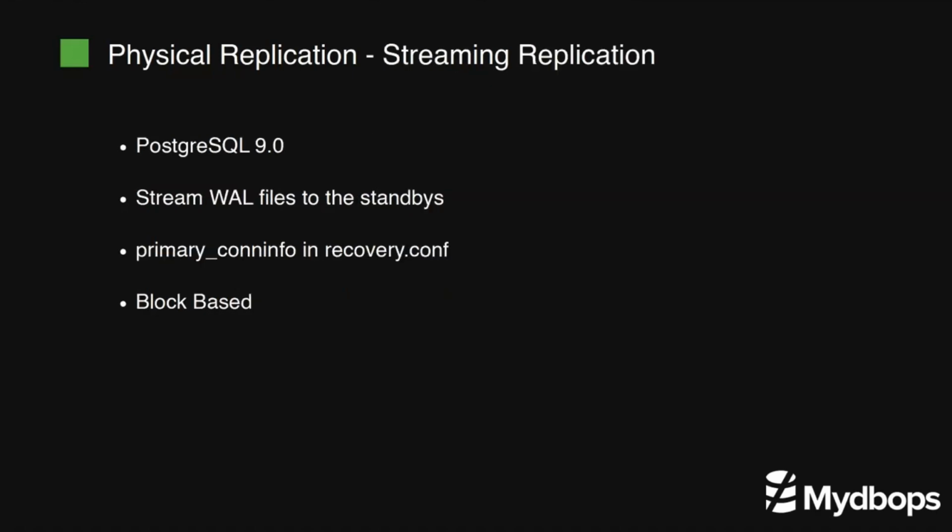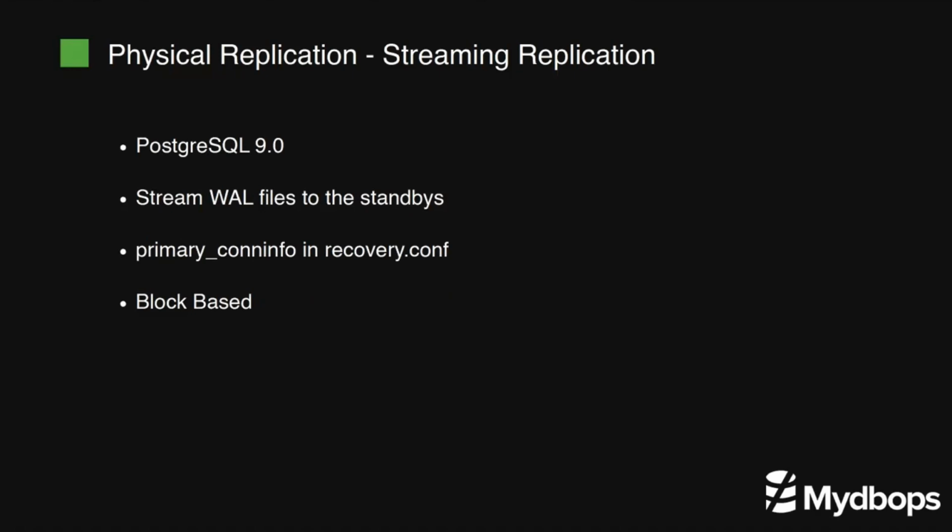Now let's move to the next one, streaming replication. We can say it is an evolution of log shipping. It actually started in PostgreSQL 9, and it streams the WAL files directly to the standby. Earlier we saved them somewhere and the replica needed to fetch them. Now we just stream the WAL files directly to the standby without any intermediate phase. That is called streaming replication.